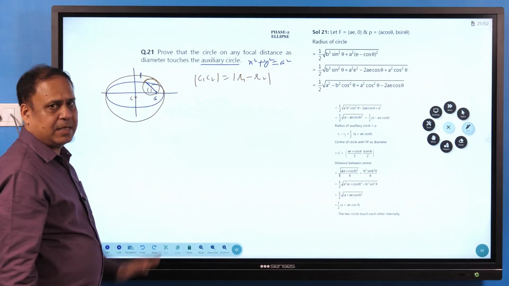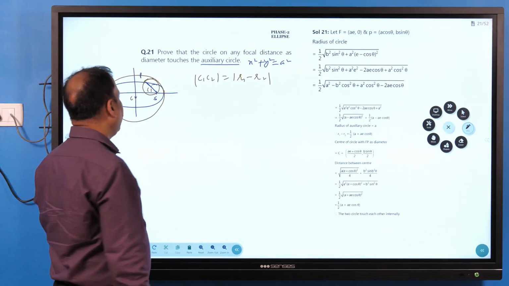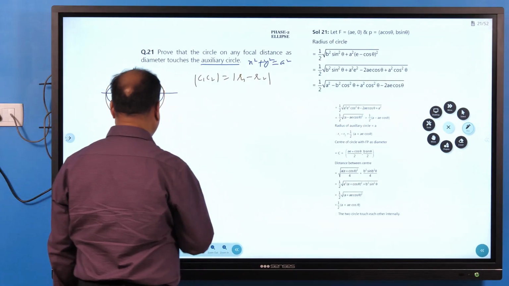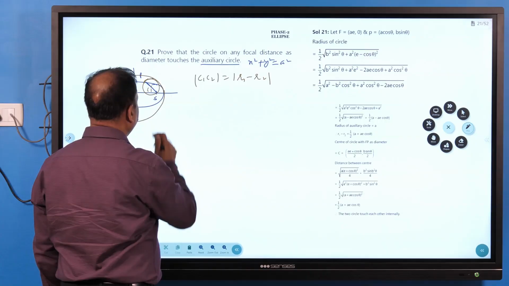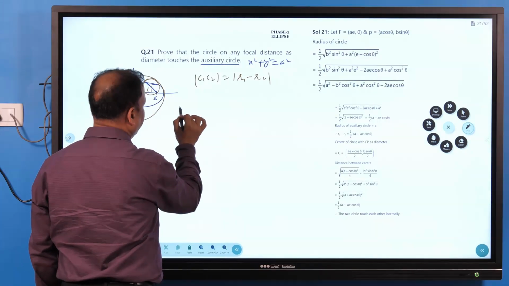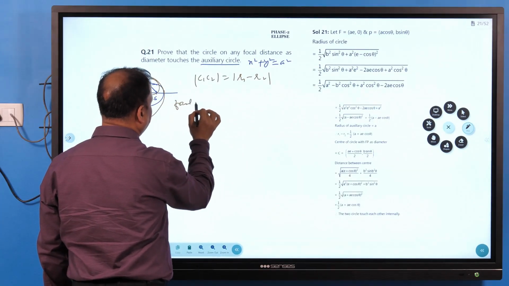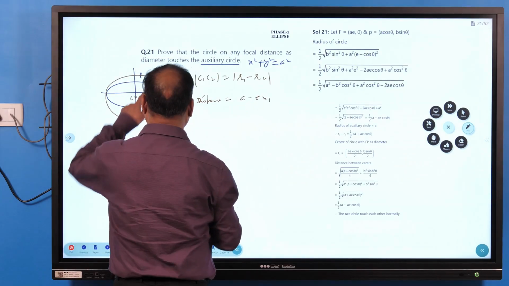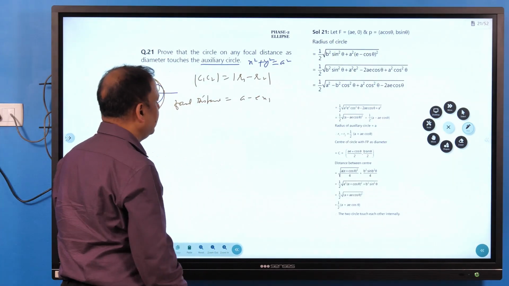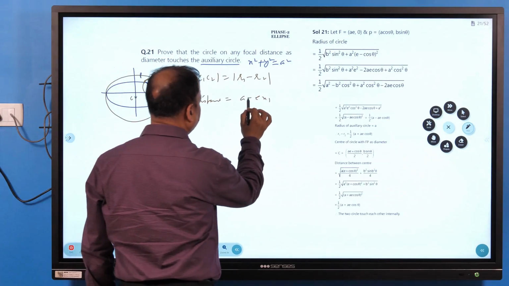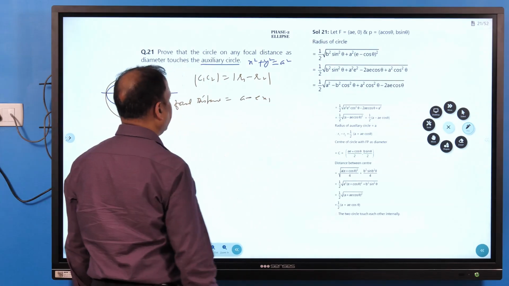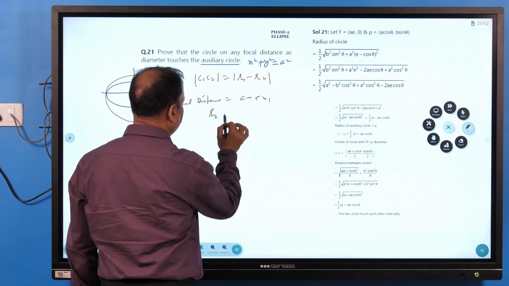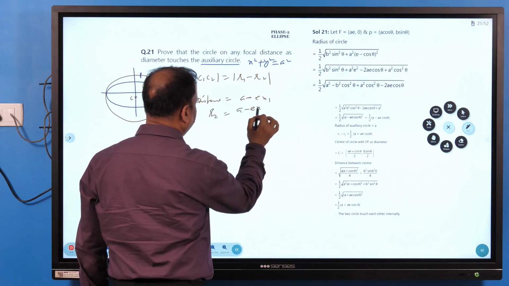And A will be larger. Here R1 is A. So I have to find the center. For that, the focal distance PS, we know the focal distance. The focal distance for this will be A minus EX1, and with the other it will be A plus EX1. So this is the focal distance of this point, and this is the diameter. So the radius R2 is equal to half of A minus EX1.